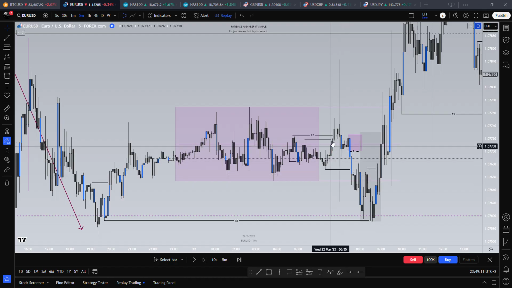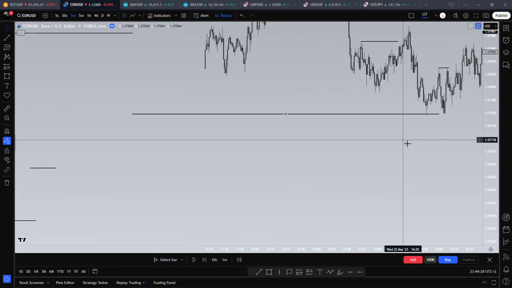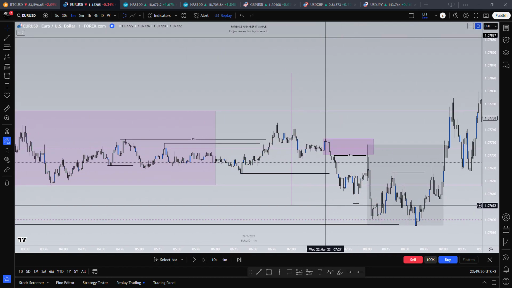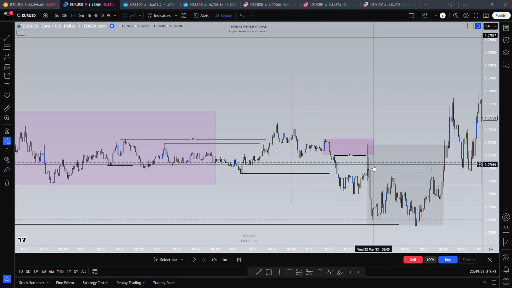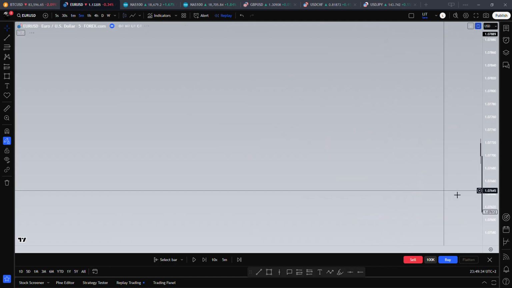Okay, we have a break of structure here, and the reason that we can look for sells is this tick of relevant liquidity. So here we will look for sells, but the candle is bad, so we don't look for sells.